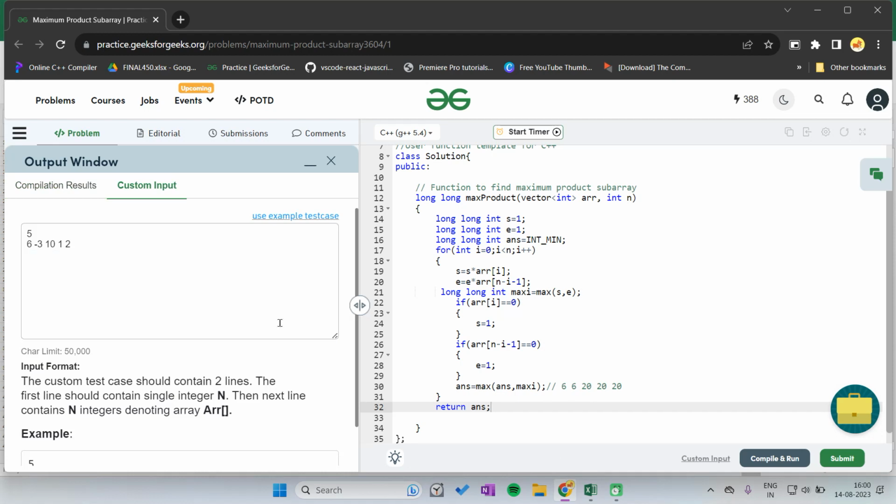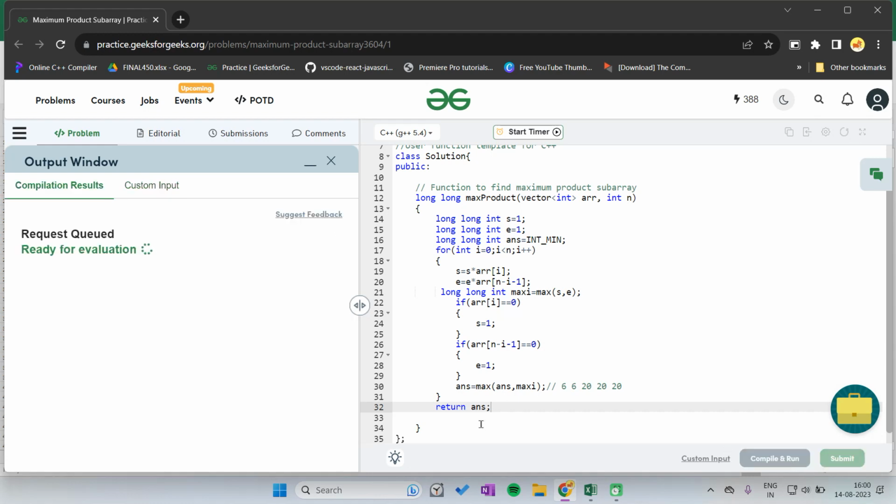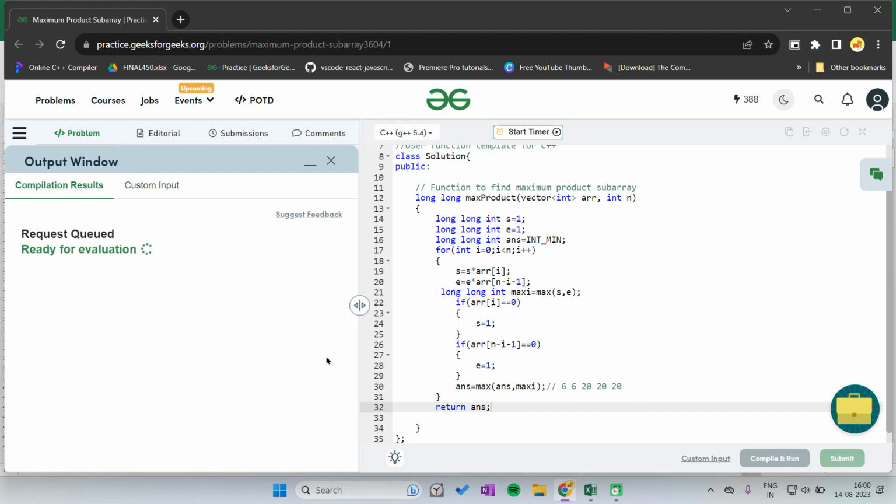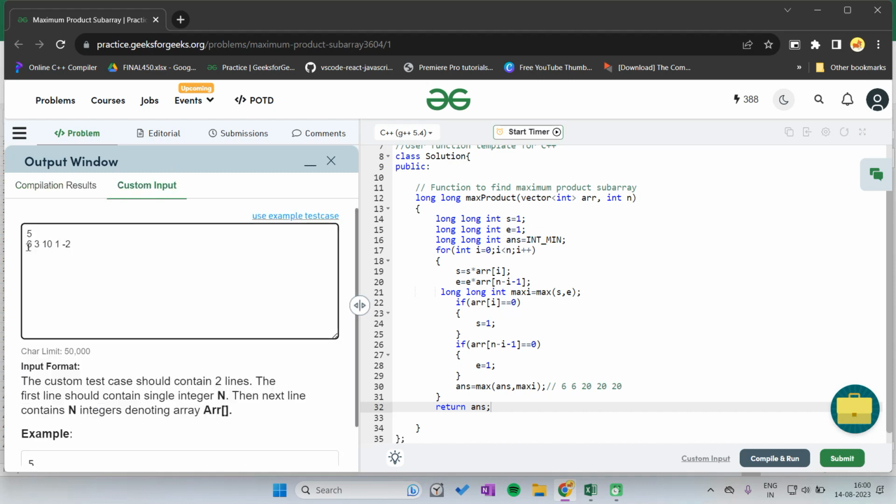Let's change it to minus 2. So let's see what will happen. Yes. So for minus 2, let's remove this 3 also, and you will get a better understanding of how this algorithm works. Let's do this as max.